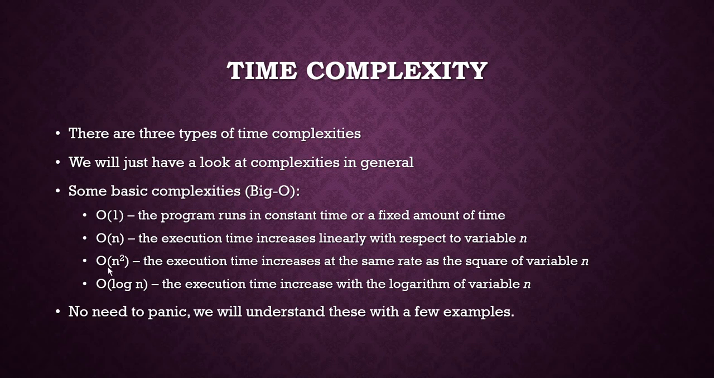O(n²) means the execution time increases at the same rate as the square of the variable n. And O(log n) means the execution time increases with the logarithm of variable n. I think you didn't understand all of that, but no need to panic, because we'll understand this with a few examples.